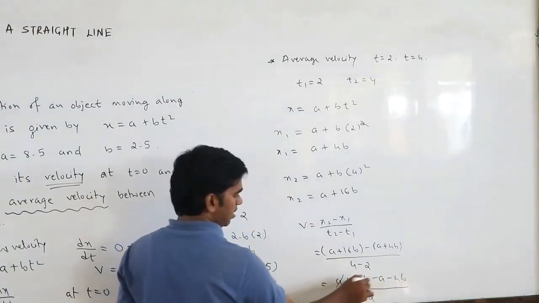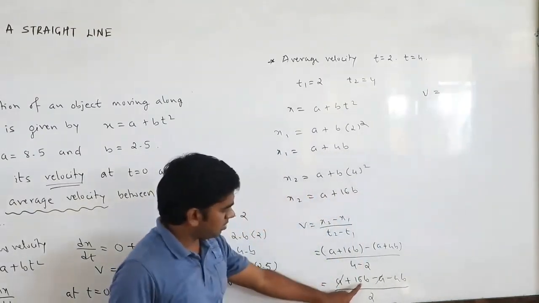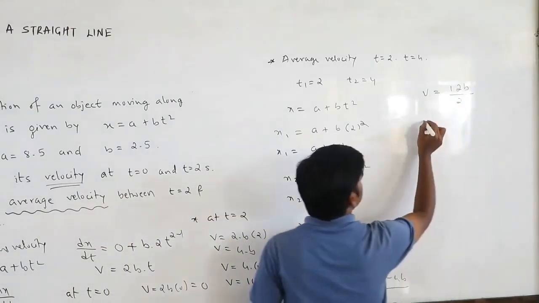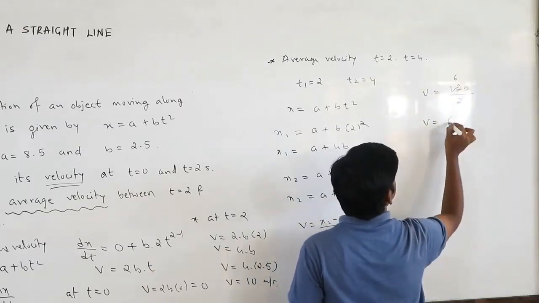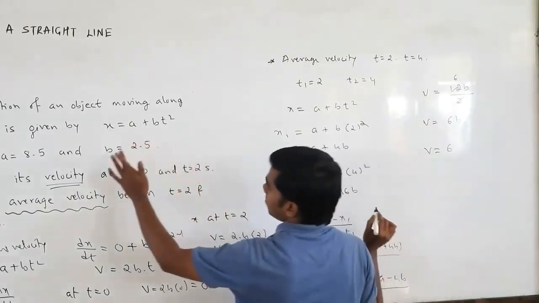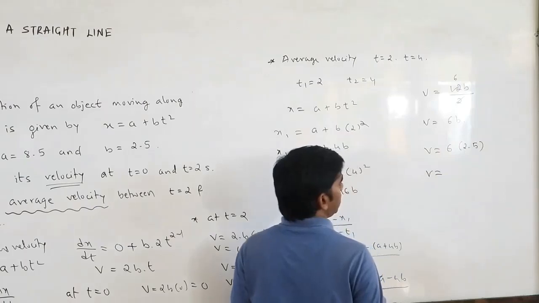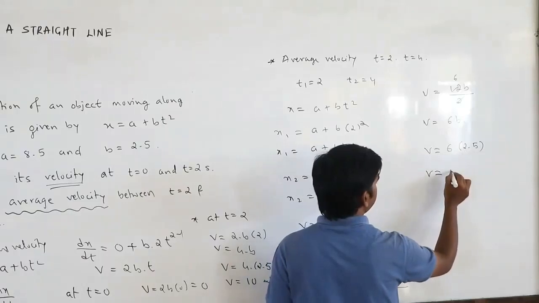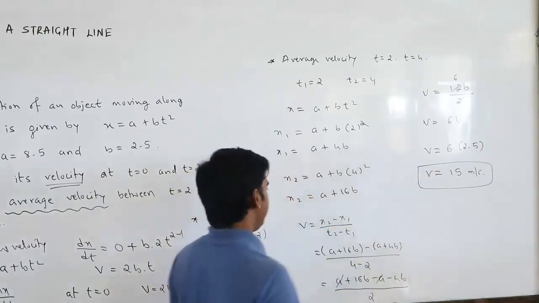So we can write v average is equal to 16b minus 4b, which becomes 12b divided by 2. 2 sixes are 12, so this will become 6b. So v equals 6b. What is b? b is 2.5. So v equals 2.5 into 6, which will become 15 meter per second. So this is going to be your average velocity.